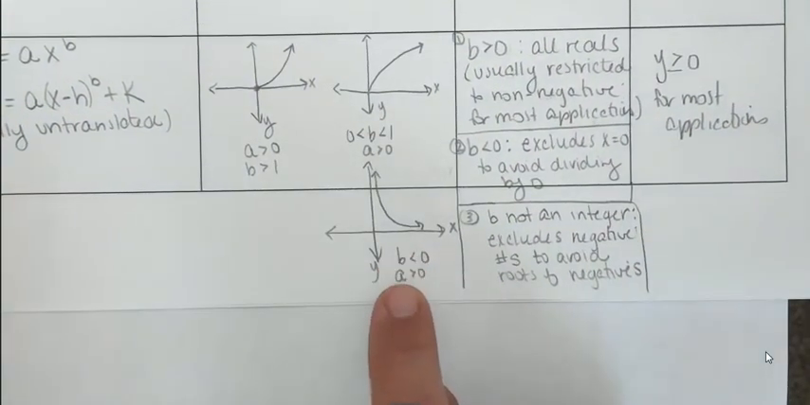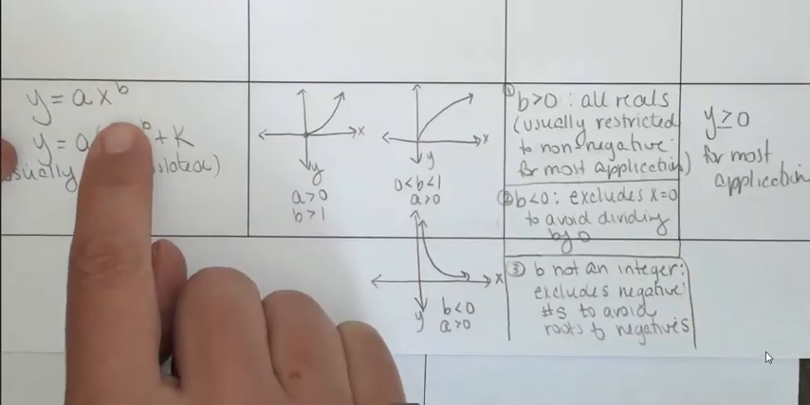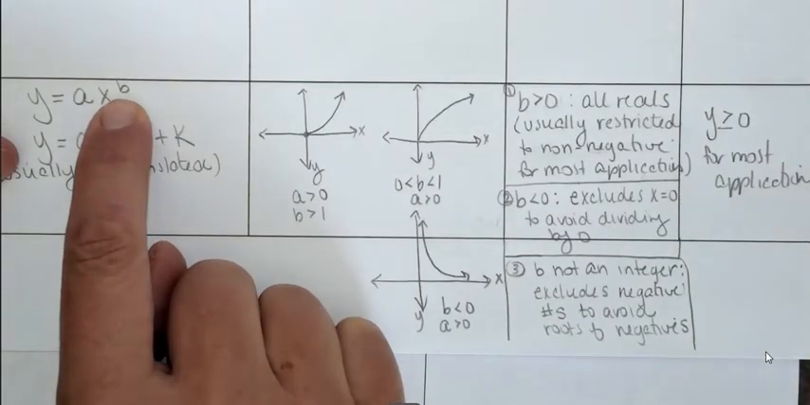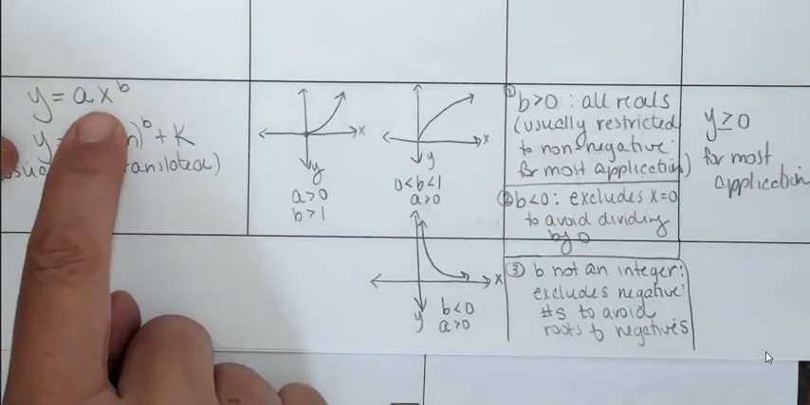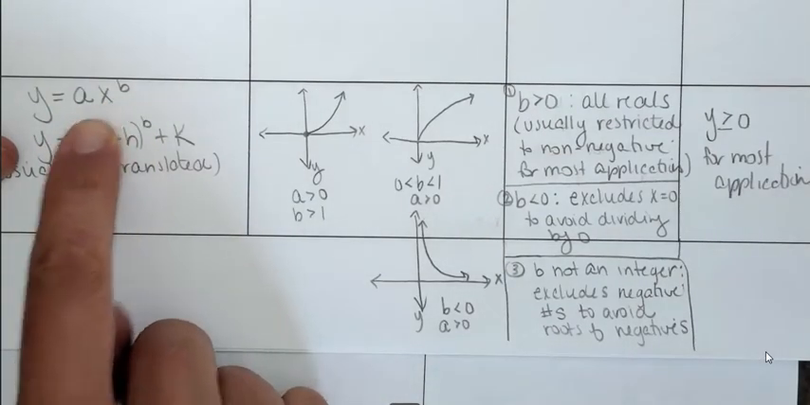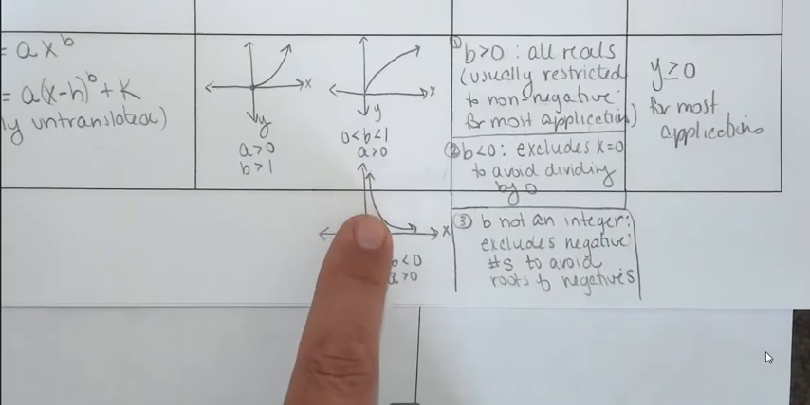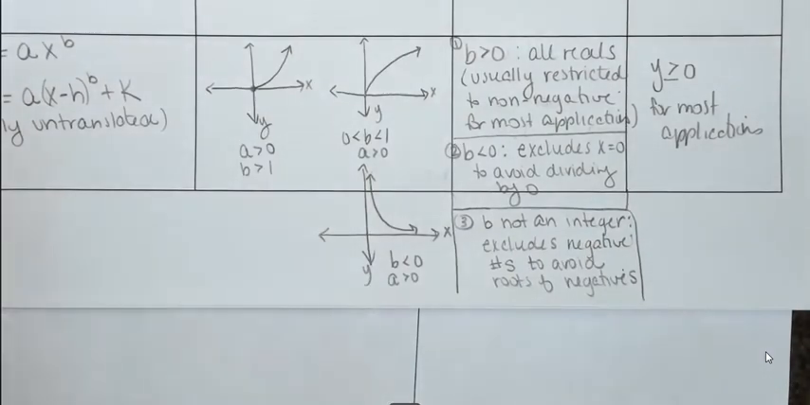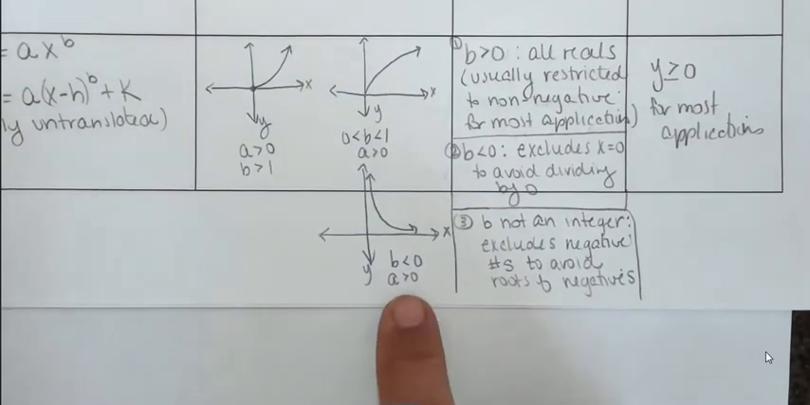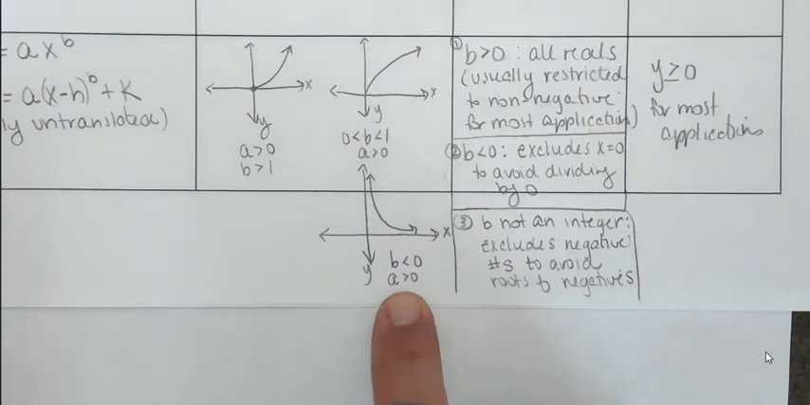And the last one is where B is less than 0, so B is now negative. So now you've got a negative exponent, which means you're going to take the reciprocal of whatever the base was, okay? That ends up becoming something that looks like a decreasing exponential function. Okay, and that's when A is still greater than 0.